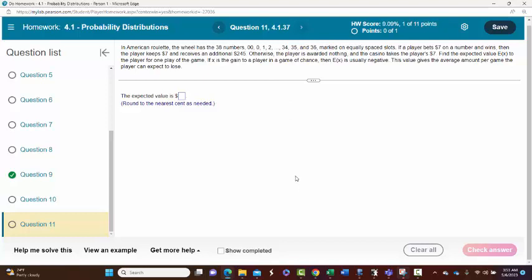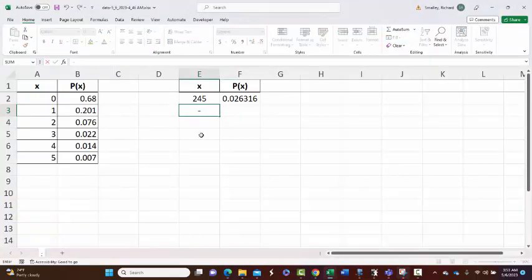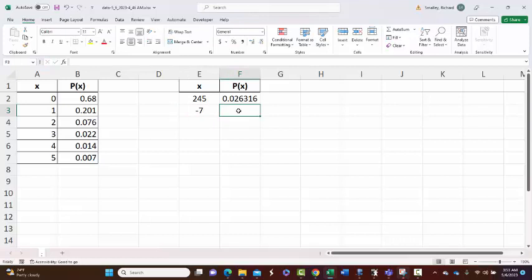This is an idea like the example I did in the notes: this time you're going to win $245 or you're going to lose $7. You just have a higher likelihood of losing here than if you're betting on red and black. So minus 7 is that loss, and if you're betting on one number out of 38, you've got one winner and 37 losers. So there's your distribution right there.